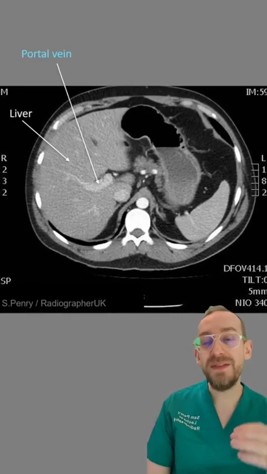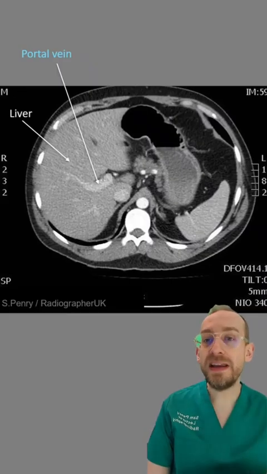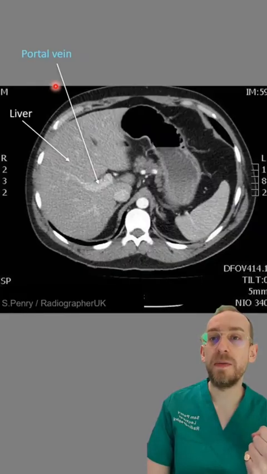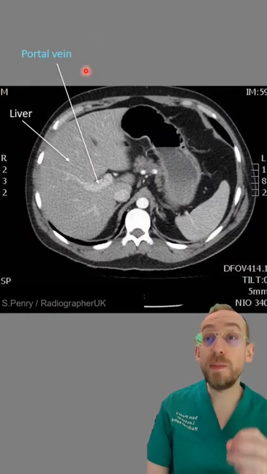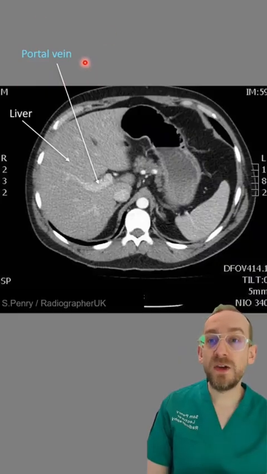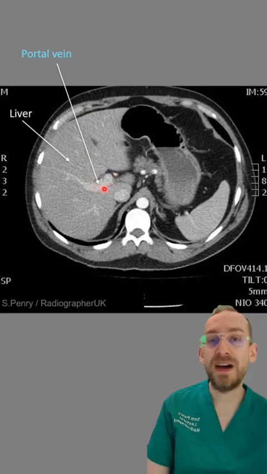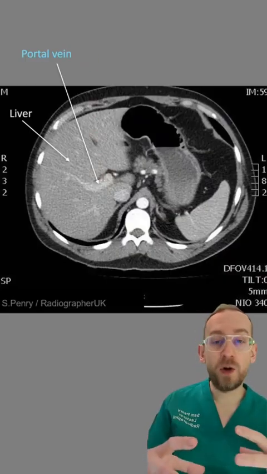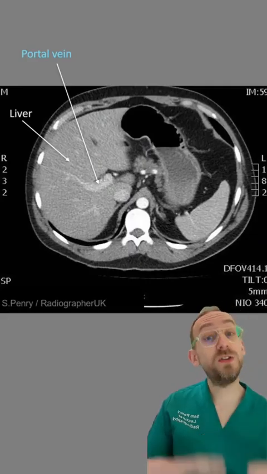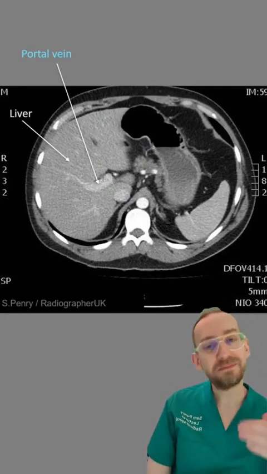So let's scroll down. So we're moving inferiorly now, we're scrolling down, we're moving down the patient, and we come across this structure here. This is called the portal vein. So this area that looks a little bit more white to the surrounding liver is known as the portal vein. Now this is an important structure because this carries blood from the abdominal organs to the liver. Let's carry on.